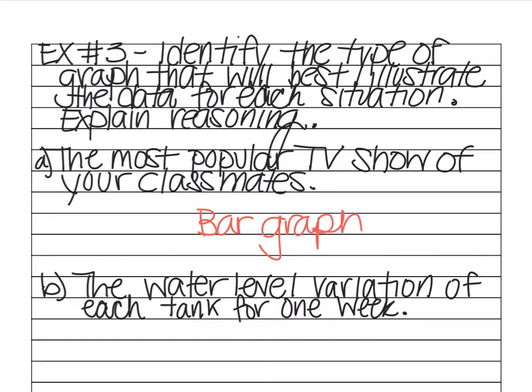B says the water level variation of each tank for 1 week. I'm going to say a line graph. A line graph will show the changes over time and the trends. So a line graph.